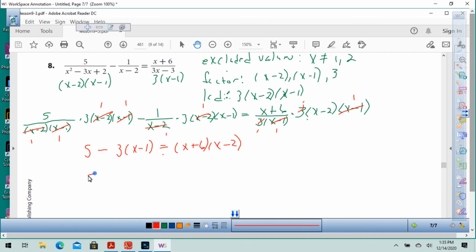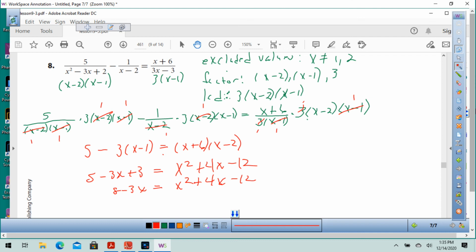What do we got? 5 minus 3x, and then negative 3, that's going to be plus 3 equals, and then we got to do this. x times x is x squared. That's going to be 6x minus 2x, so I got plus 4x, and then minus 12. 5 and 3 are 8. So I got 8 minus 3x equals x squared plus 4x minus 12.